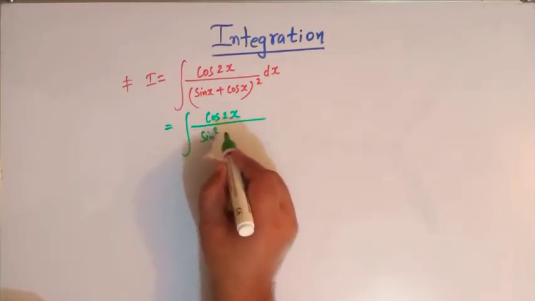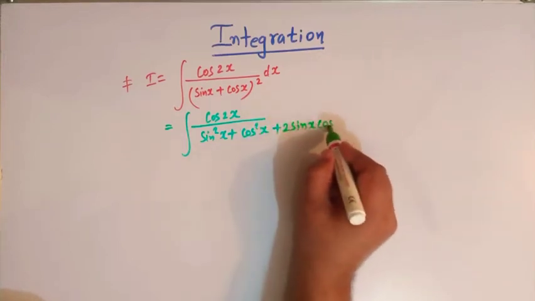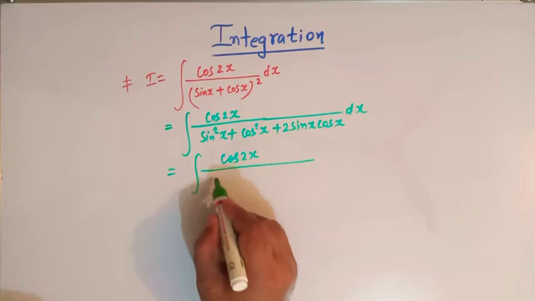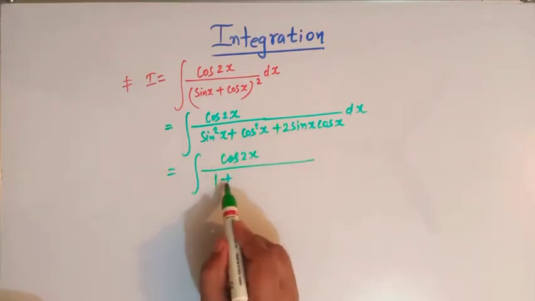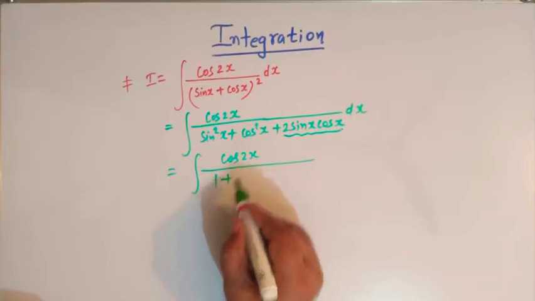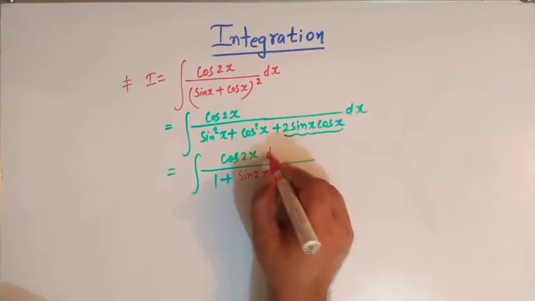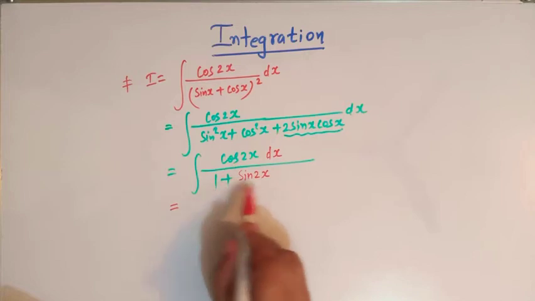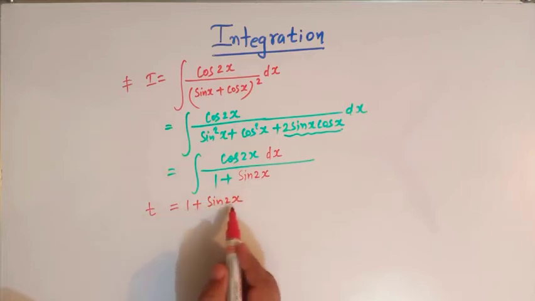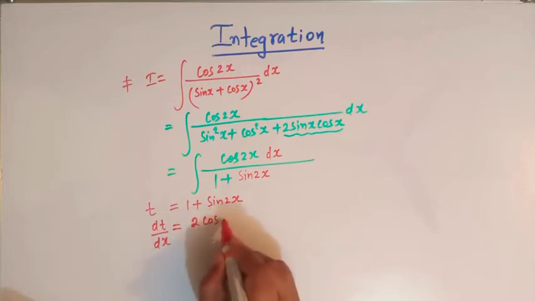So this can be written as sin square x plus cos square x plus 2 sin x cos x, right? Okay, now we have cos 2x divided by 1 plus 2 sin x cos x, since sin square x plus cos square x is 1. 2 sin x cos x can be written as sin 2x here, and here we have dx, right? Now if we substitute t equal to 1 plus sin 2x, then we have dt over dx as 2 cos 2x, right?